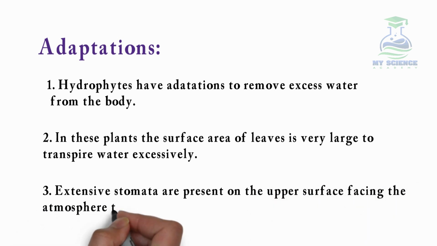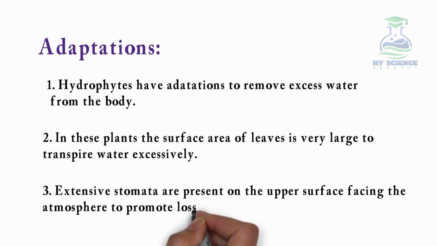Number 3, extensive stomata are present on the upper surface facing the atmosphere to promote loss of water. Large number of stomata are present on the upper surface of the leaf, so that promotes the transpiration and also promotes the loss of water.